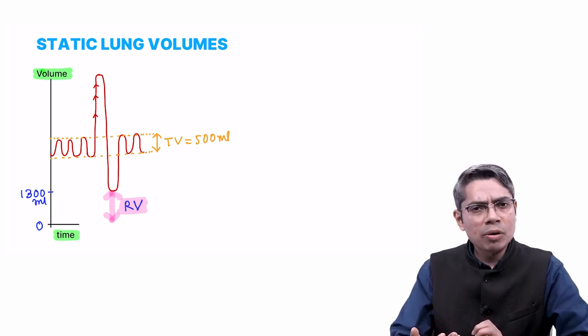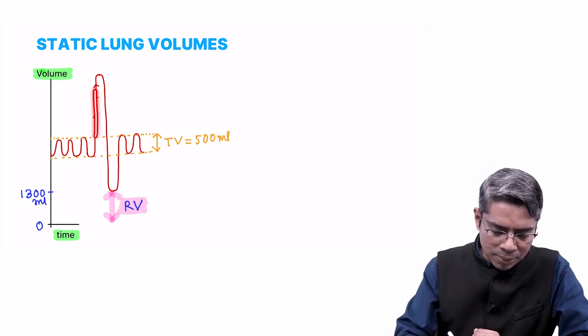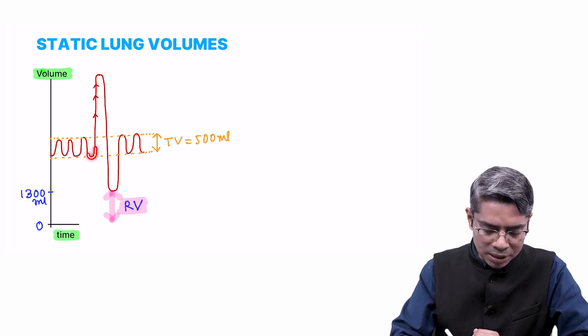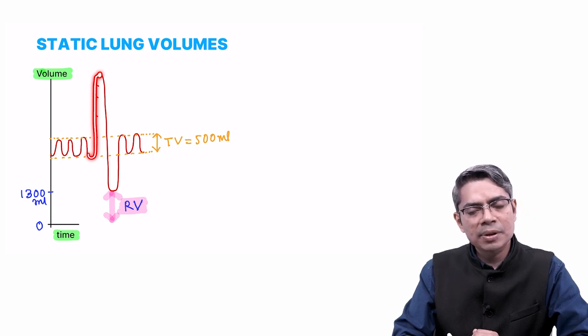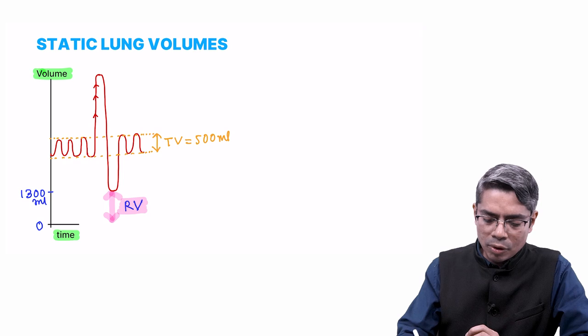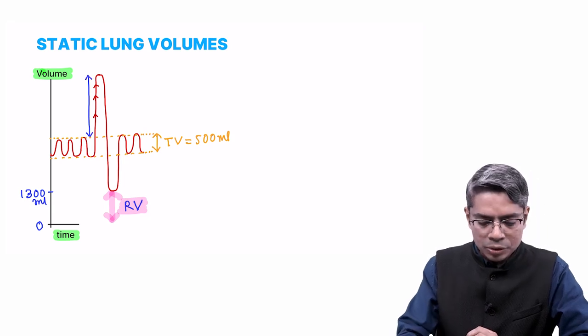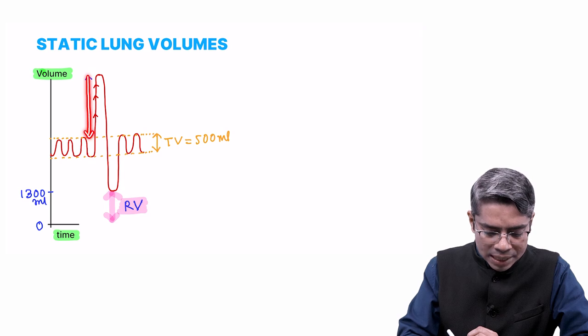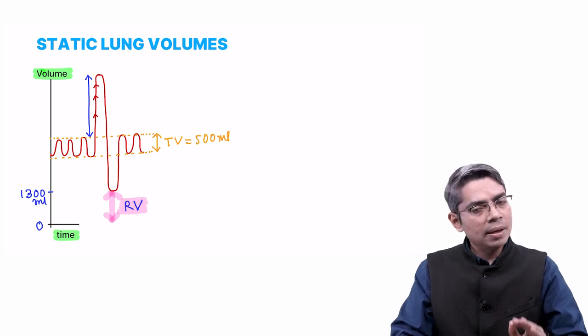Now, after taking a normal tidal volume, if I ask you to do a forceful inspiration, we have already seen that during forceful inspiration, the curve moves up to this peak point, and that is the maximum inspiratory effort that can be done by this subject. Now if I want to calculate the extra volume of air going inside the lung with a maximum inspiration, I can find it out from this recording. So, look at this arrow. This is the volume which enters the lung with maximum inspiratory effort, above the tidal volume.